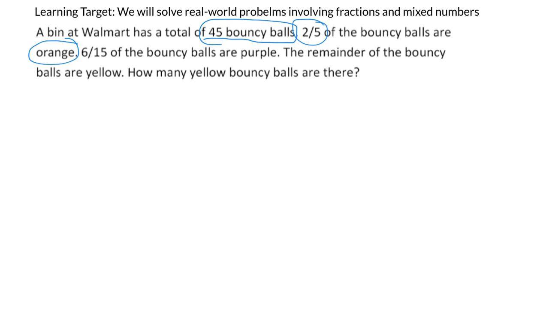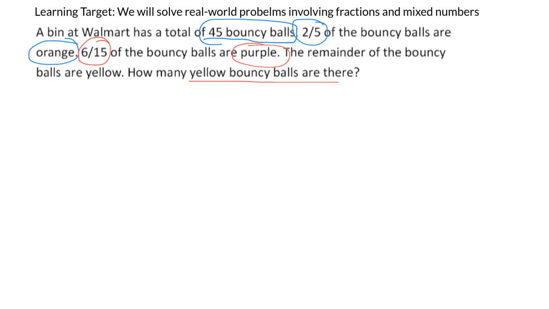6/15, I'm going to use a different color for this. I don't have a purple marker, otherwise I'd use it. 6/15 are purple, and the remainder are yellow. So we have some purple bouncy balls, some orange, and some yellow. Okay. Now, what we want to figure out is how many of them are yellow.